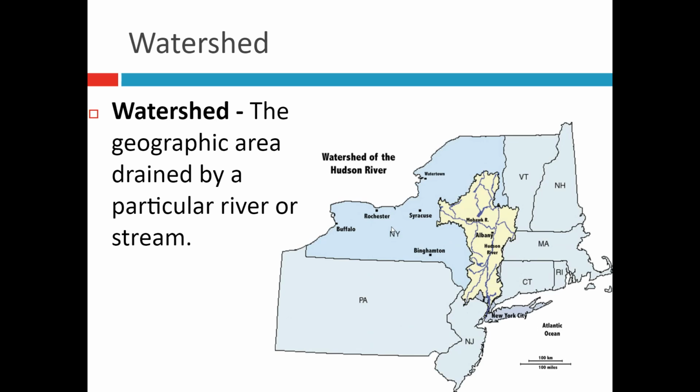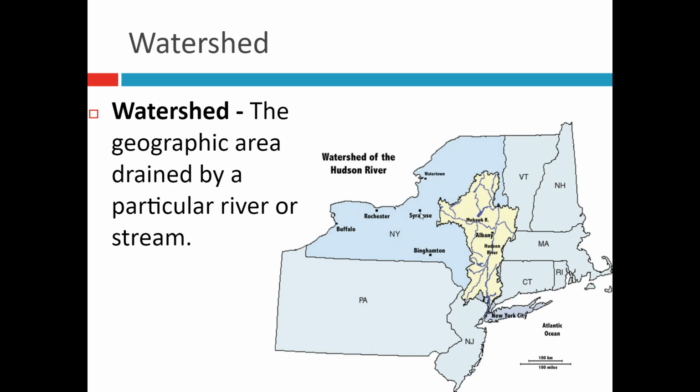Now, the cool thing is, any rain or precipitation that might fall in this area will exit eventually out through the Hudson River at New York City. If rain falls in Syracuse, it's not going to go into the Hudson River. It's going to go to a different watershed.